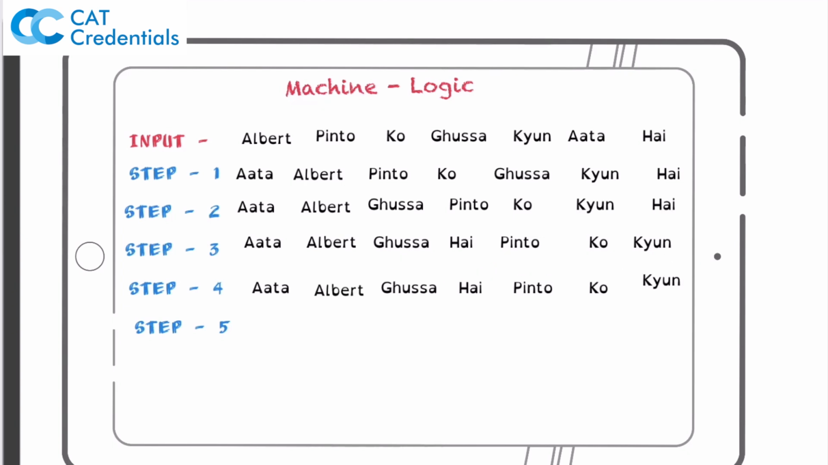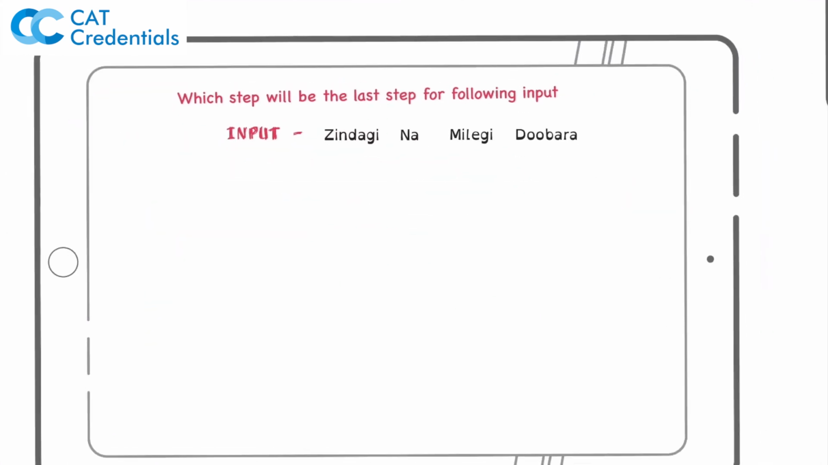Let's go to step 4. What is happening in step 4? "Ko" comes, and after "hai" I have "ko". So H-I-J-K, again going alphabetically, right? After "ko" what will happen? "Kyun", right? It will happen such that in the last step all the words are being arranged alphabetically, and that seems to be my last step. So what is the logic that the machine is performing? Arranging the words alphabetically. One word moves at a time. That's it. That's what you're supposed to crack.